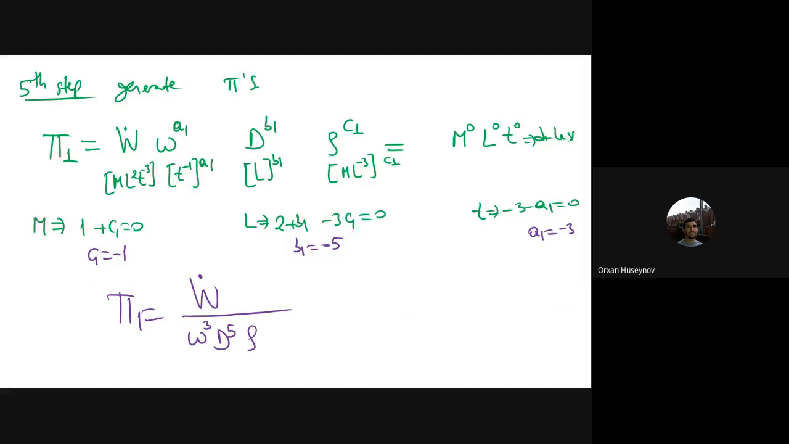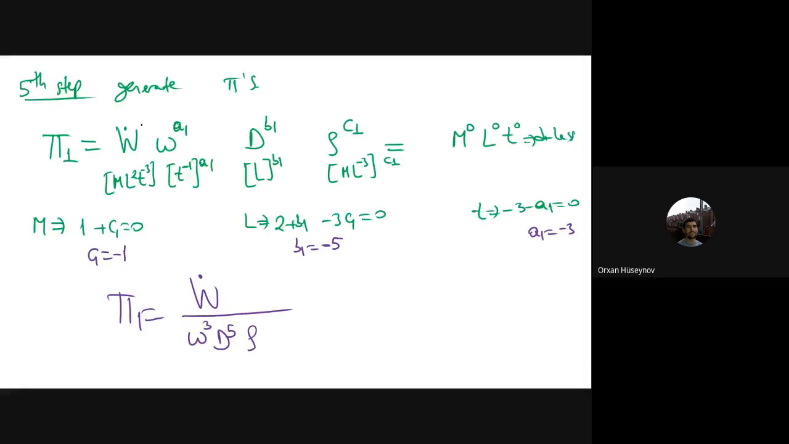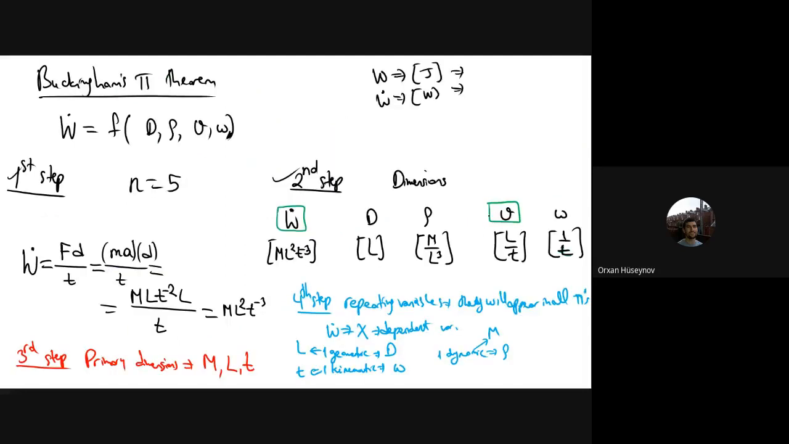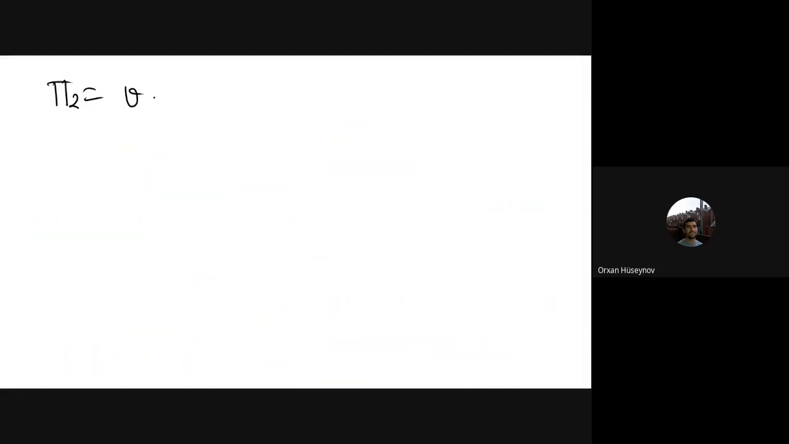And then comes pi 2. Let's solve the pi 2 value here. For pi 2, instead of work dot here, you will write the remaining variable, which is the velocity v. So you will have the velocity, omega to the power of a2, diameter to the power of b2, and the rho to the power of c2.